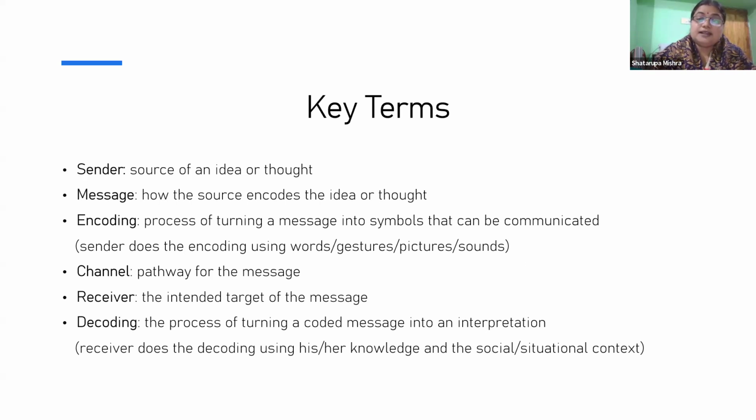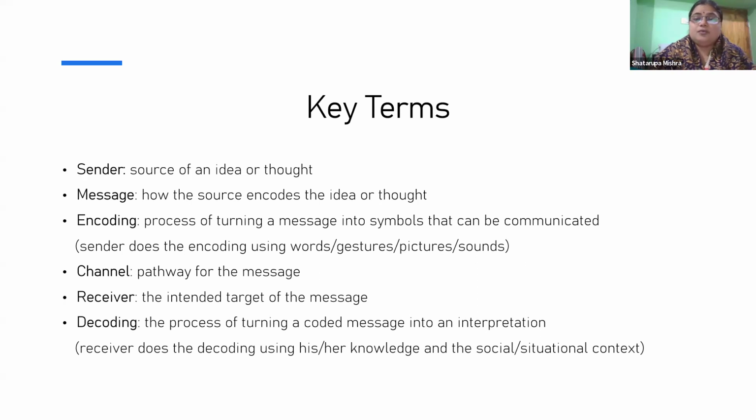Now I have used the word encode, so we must know what encoding is. Encoding means the process of turning a message into symbols or codes that can be communicated. So what will act as symbols or codes? Words or gestures or pictures or even sounds. So to convey a message, when we use some kind of symbol or code, that process becomes encoding. So who does the encoding? The sender of a message. The sender of a message encodes the idea or thought that is to be transmitted.